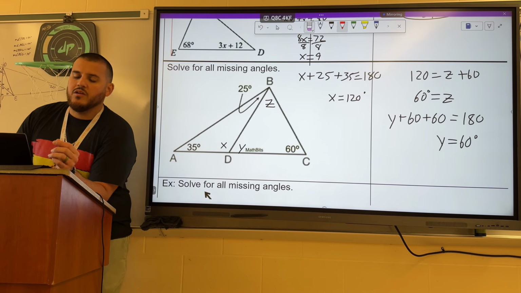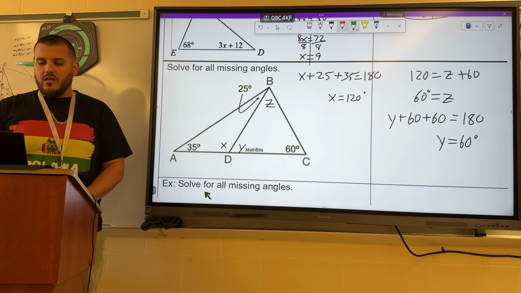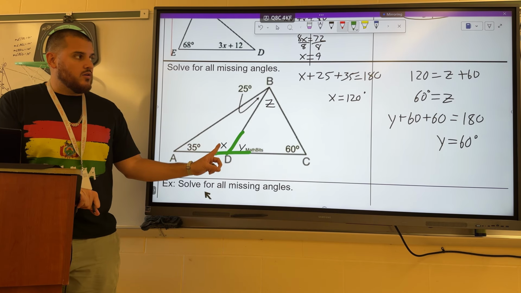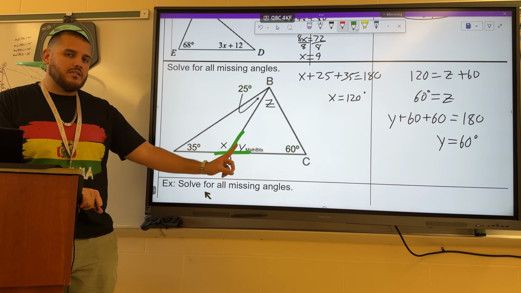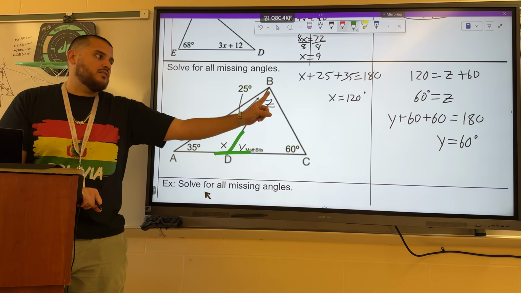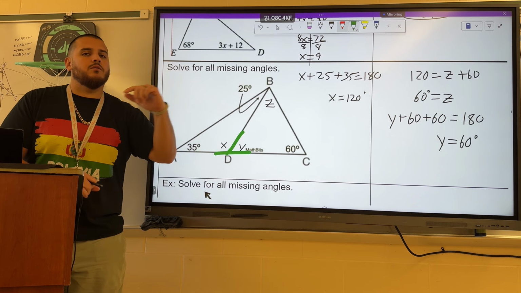One other route you could take in this is to use the linear pair right here with x and y. Right? If we know that this angle is 120, I know linear pairs have to add up to 180. I could get the 60 for the y there, and then I could have solved for z with the triangle sum theorem on that side.